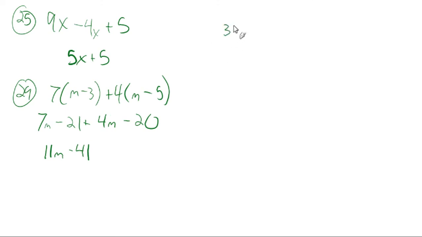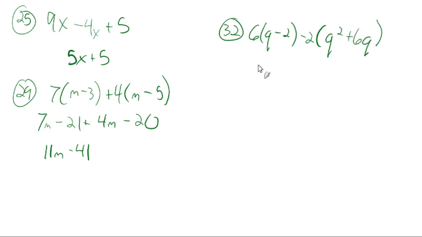Let's do our last one. 32. 6 times q minus 2, minus 2 times q squared plus 6q. All right, so a distributive property. 6q minus 12. Distributive property again, but we're distributing a negative. So negative 2 times q squared is negative 2q squared. Negative 2 times 6 is negative 12q.